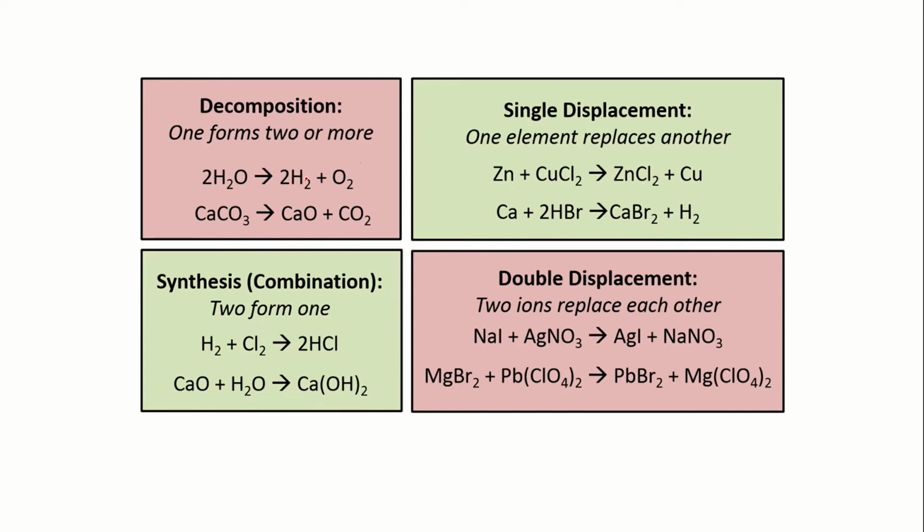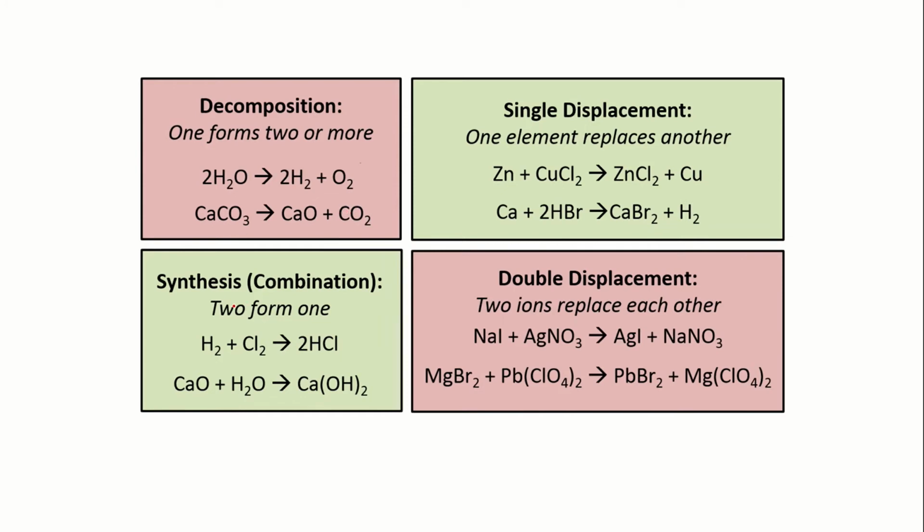So the number of types of products is larger than the number of types of reactants in decomposition reactions. Even in the second example, calcium carbonate decomposes into calcium oxide and carbon dioxide. You start with only one type of reactant, and you end up with two different products.